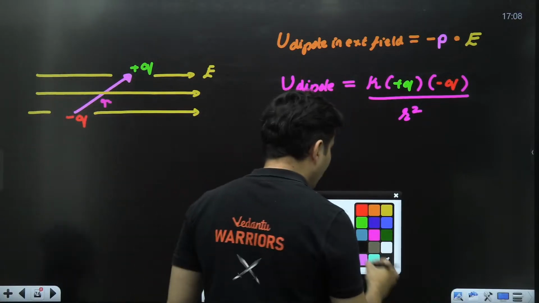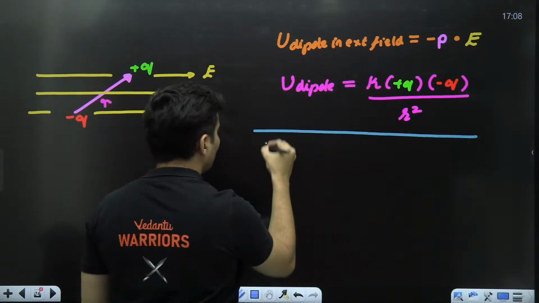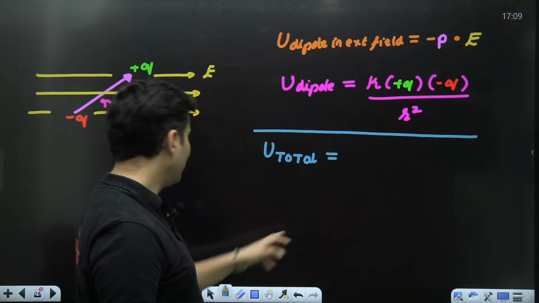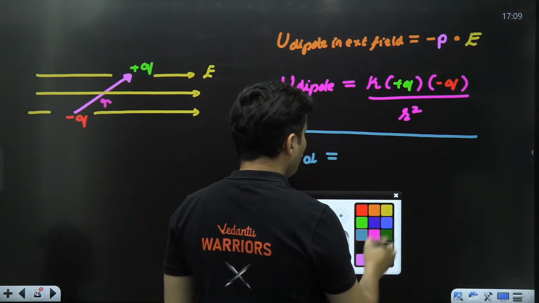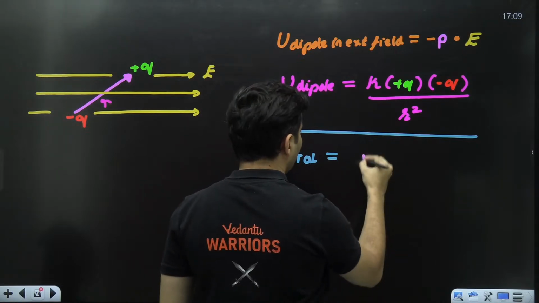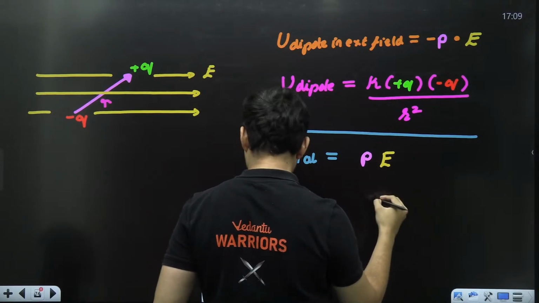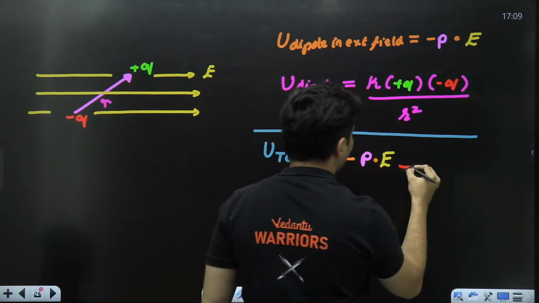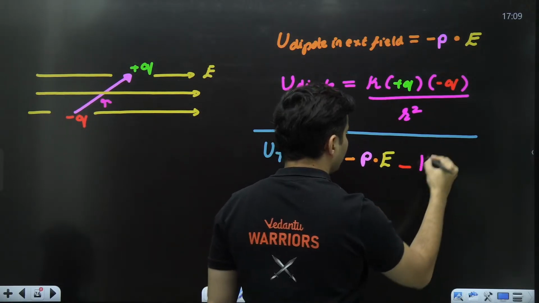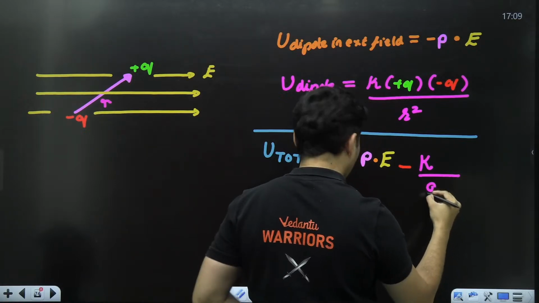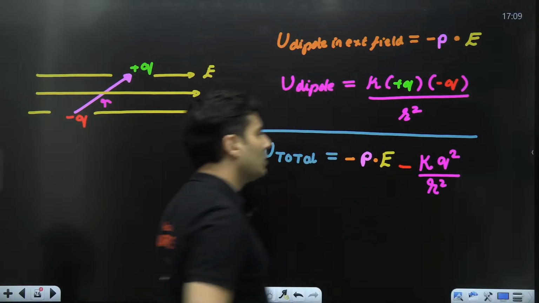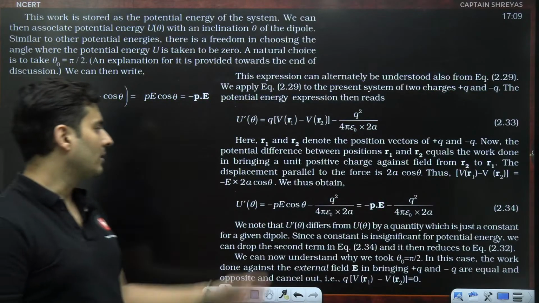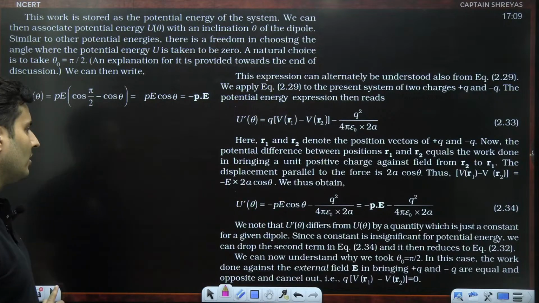So if they ask you by chance the total net potential energy of the entire system, it will be the sum of both. So it will be nothing but your minus P dot E, negative sign involved of course, and this negative sign will also come over here. So minus, and you will have K Q Q divided by R square, which is K Q square by R square. So this is the total potential energy. That is what exactly they have done right over here: minus K Q square by R square, and this is minus P dot E. That is your total energy.